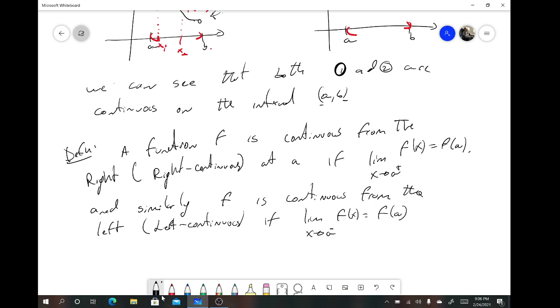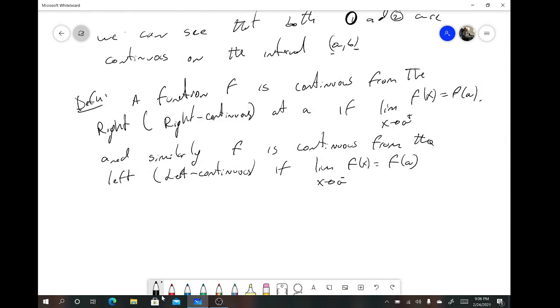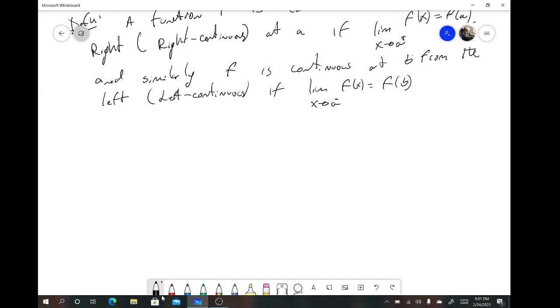So this looks almost identical to the definition of continuity, but now we are looking at the limit from the left and from the right. And it should be b, f of b. Then I'm missing something. At b, so f is continuous at b from the left. This is important because we have a left point and a right point, and they're not the same.